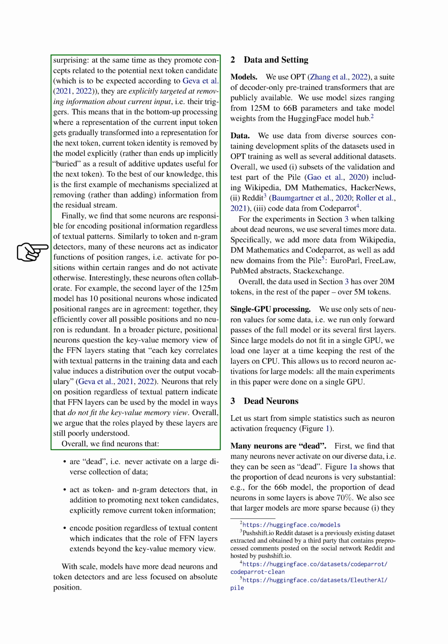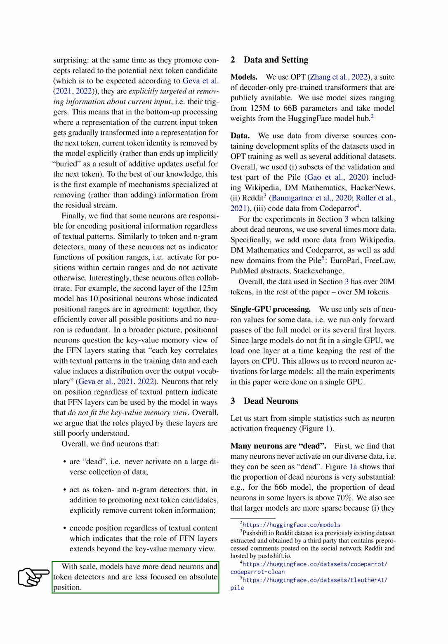Many of these neurons act as indicator functions of position ranges, activating for positions within certain ranges and not activating otherwise. These neurons often work together to efficiently cover all possible positions. In summary, we found neurons that are dead, act as token and n-gram detectors, and encode position regardless of textual content. As models scale up, they have more dead neurons and token detectors and are less focused on absolute position.